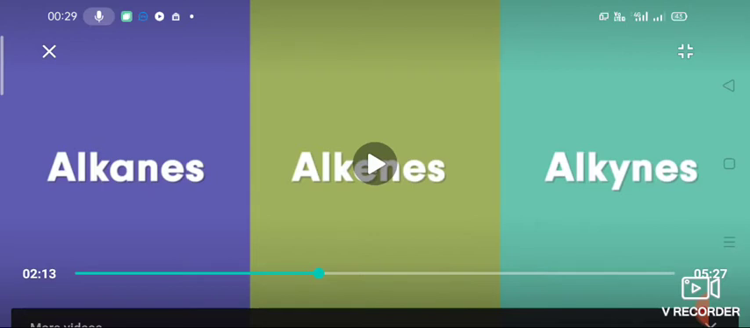So the letter we have to change: E for alkene, Y for alkyne. Okay, that is the main change you have to make.